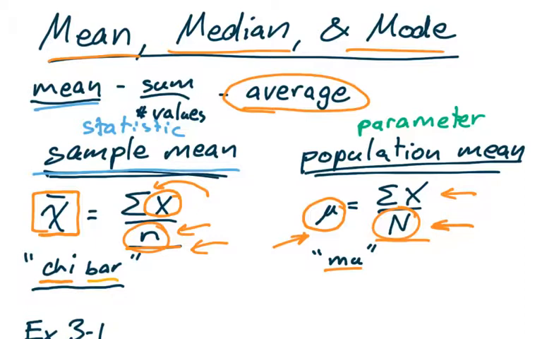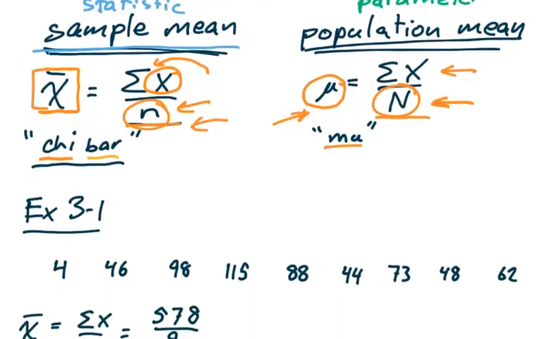But basically, all we do is add them all up and divide by the total number. We just take the average. So population mean or sample mean, whichever, we're going to be computing the average.